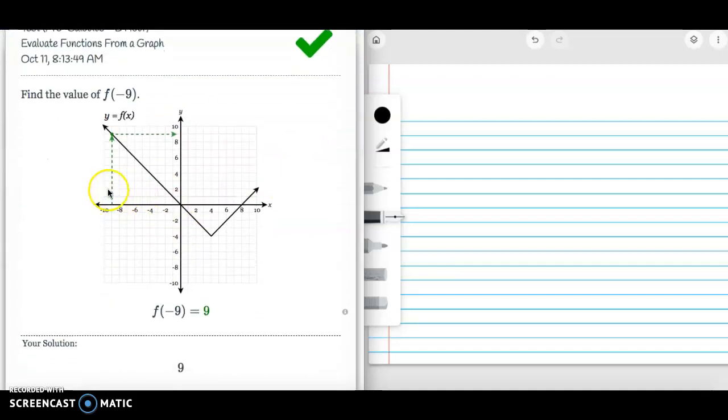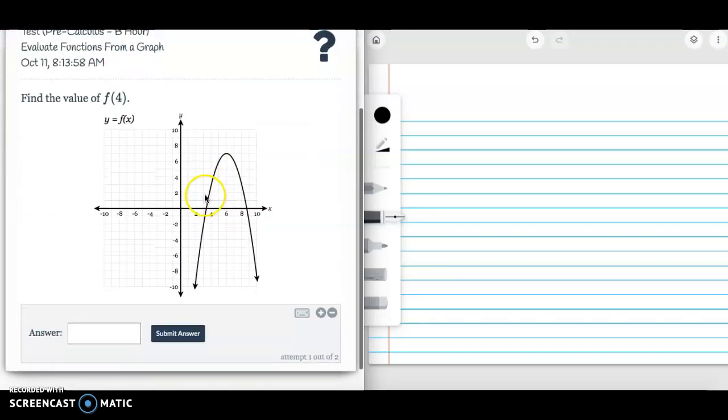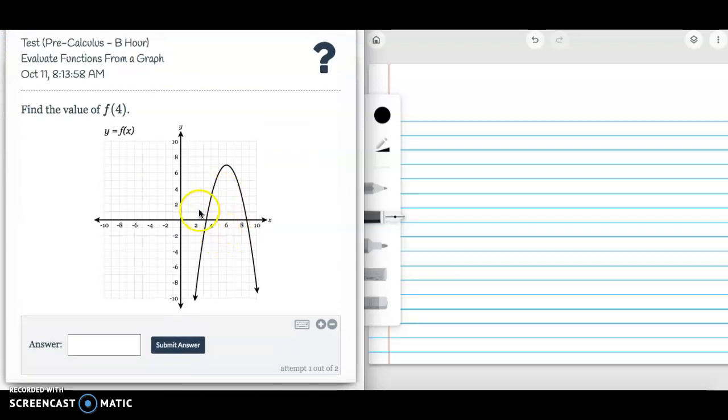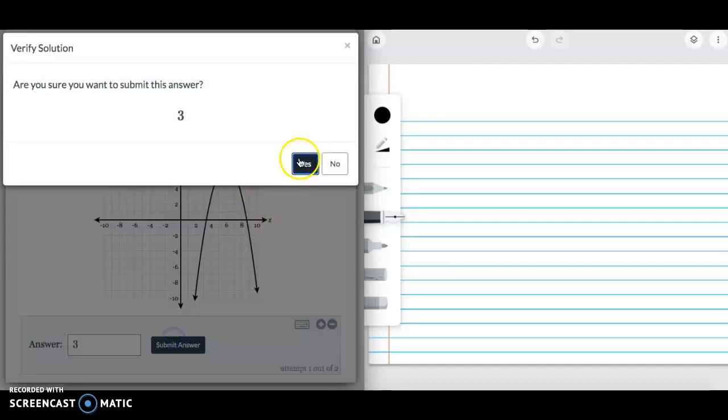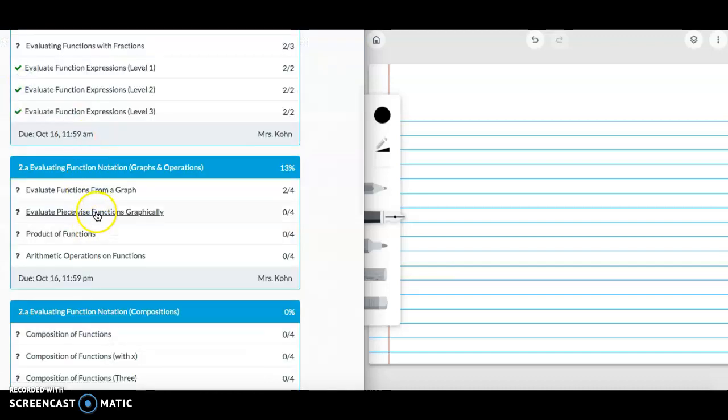And they kind of do the same visual as what I was trying to do, right? If I go to an input of -9, my output is 9. For this one, here's your quadratic. So f of 4, here's my function. So I'm going to go to 4 on my input, and then I'm going to go up to my graph, which would be at 3. Cool. Nothing too terrible about those ones.